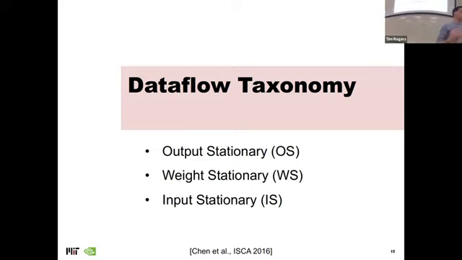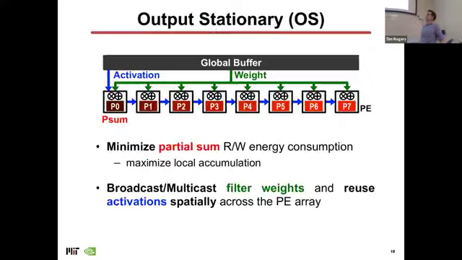And all of the different types of DNN accelerators that have been proposed, you can classify broadly into one of these three. Well, there's a fourth, which we'll get to later. But these are the prevailing winds on how this stuff gets mapped to processing elements. And so the bottom line is, what do we keep stationary? What is actually stationary in each processing element?